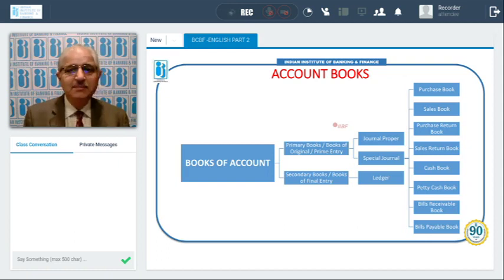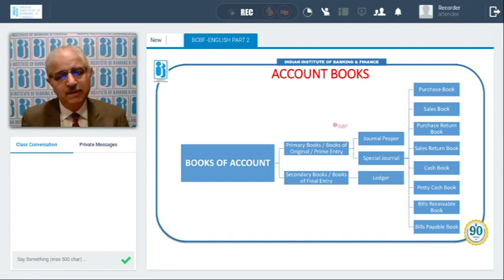Similarly, my suppliers may draw bills on me. I will accept them. All such bills, hundis also, we call them hundis in simple terms, such bills payable and receivable, are separately entered in two different books, the bills receivable book and the bills payable book. So all these are special journals.